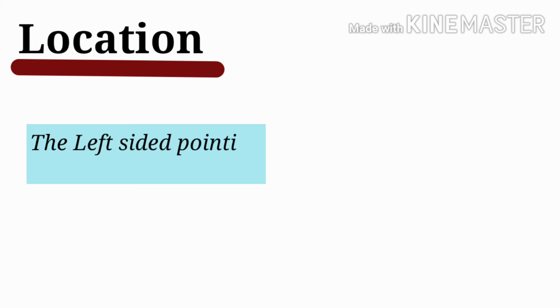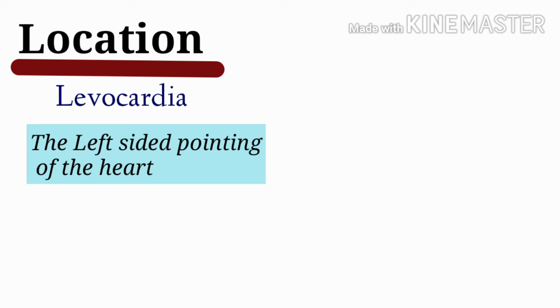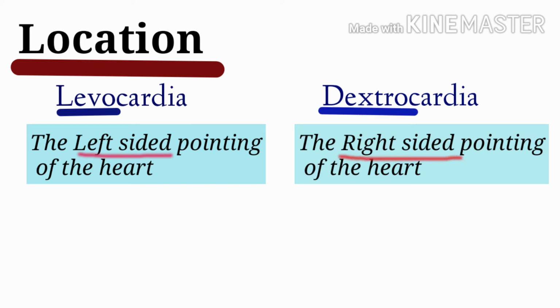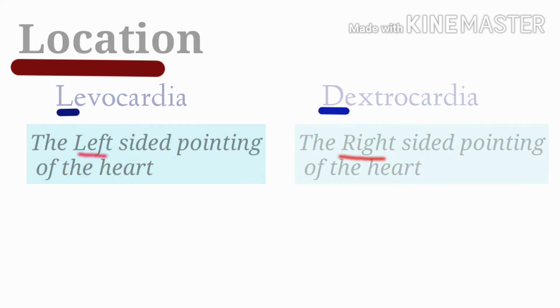Thus, the left-sided pointing of the heart is called levocardia. Levo in Latin means left, and in a rare medical condition, people may have the heart pointing to the right side, and this condition is called dextrocardia. Dextro in Latin means right side. If the heart is located on the right side, it can cause a lot of problems, especially because of the position of the heart and its associated structures.